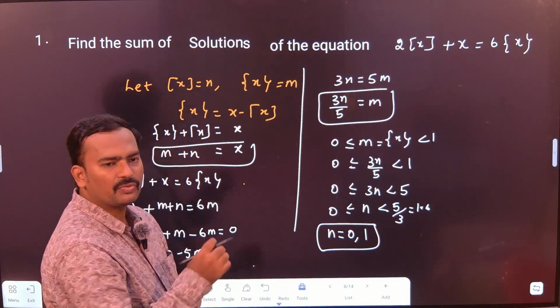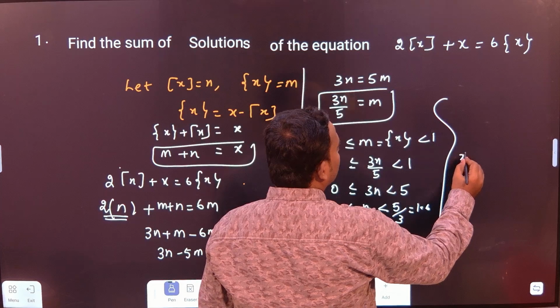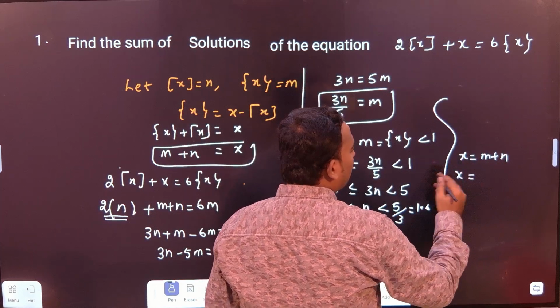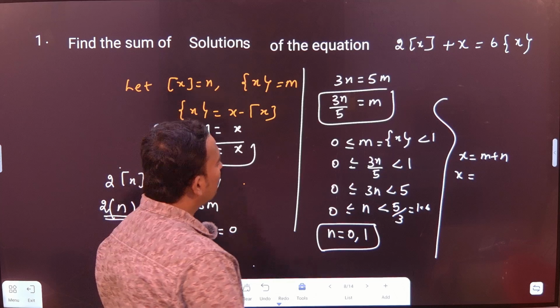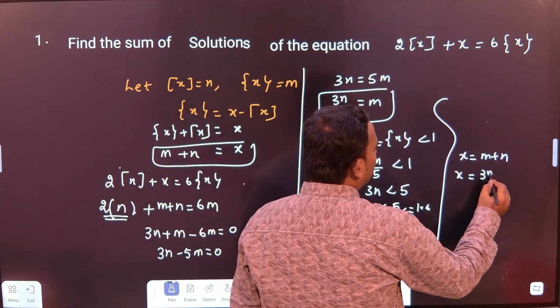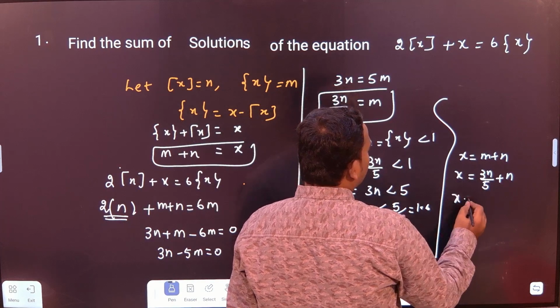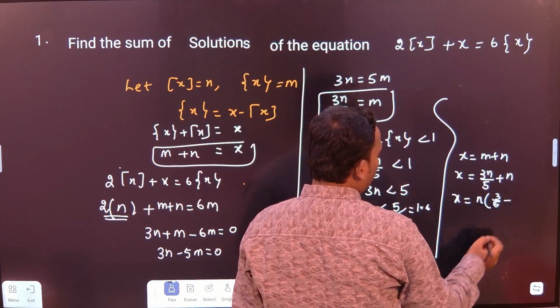Okay, now we need to find the x value. Very simple. What you can do? x is equal to m plus n, you know. First you have to write everything in terms of n. What is m here? 3n by 5. So 3n by 5 plus n, correct? So x is equal to, you can take n out, 3 by 5 plus 1.